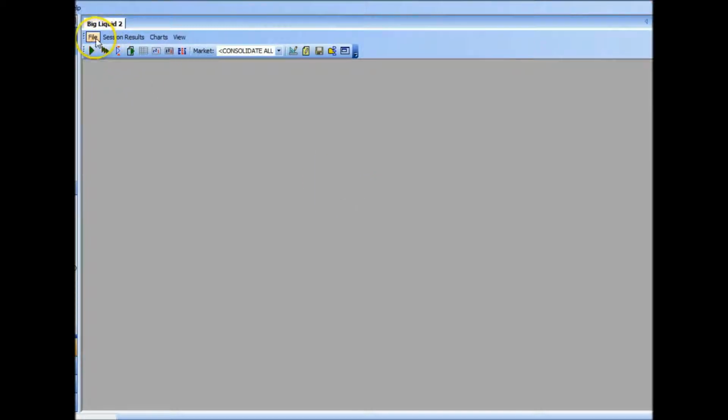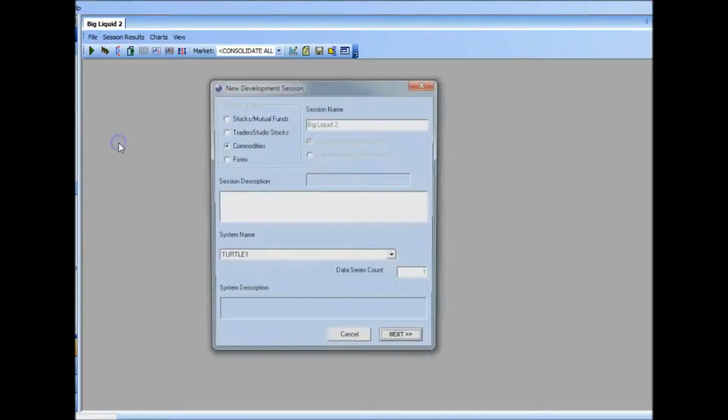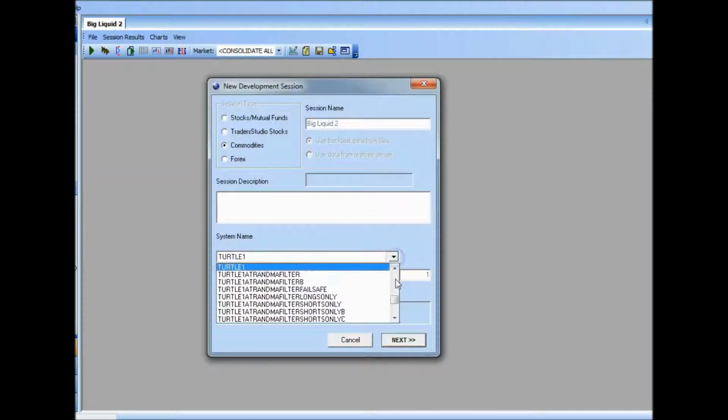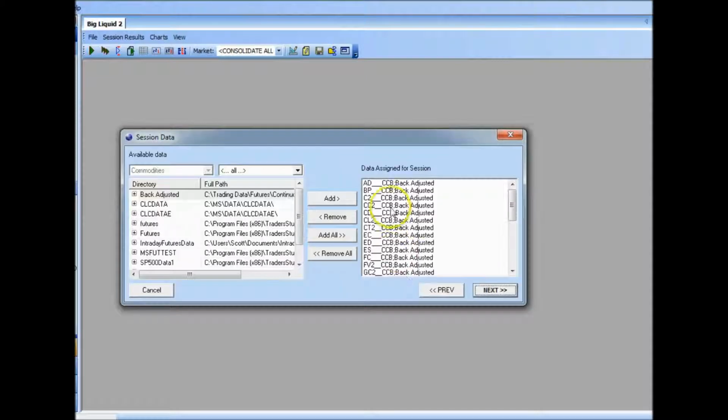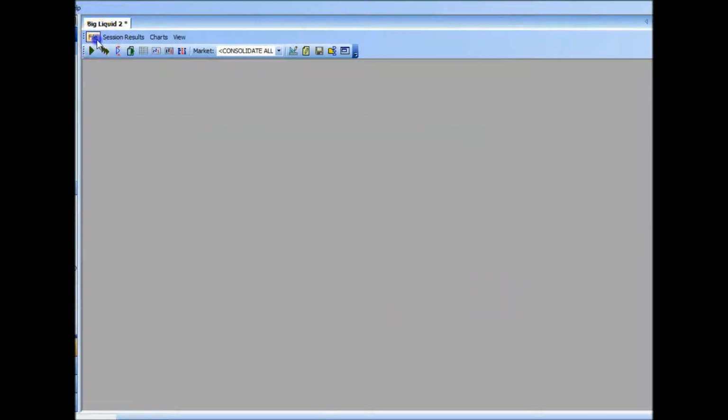So first we've got Big Liquid 2 here. We're going to edit this from Turtle System 1 and put in Turtle System 2. As you can see, I've got many variations of the turtle system. So there's turtle number 2. We're going to use a $25 commission, 50 for slippage. And here's all the markets we're going to test again. And now we're going to run this.